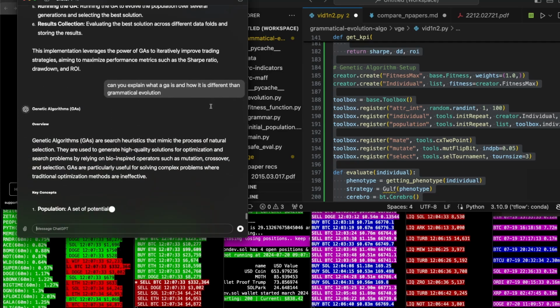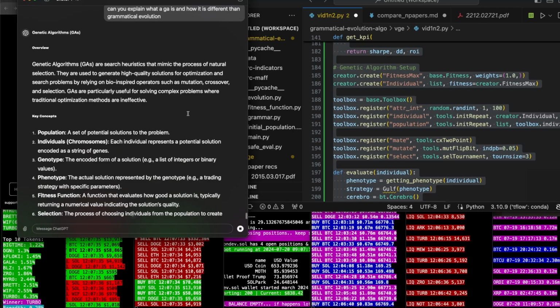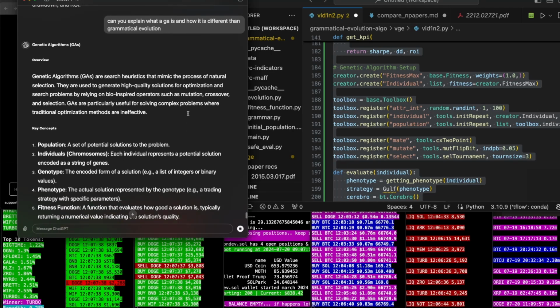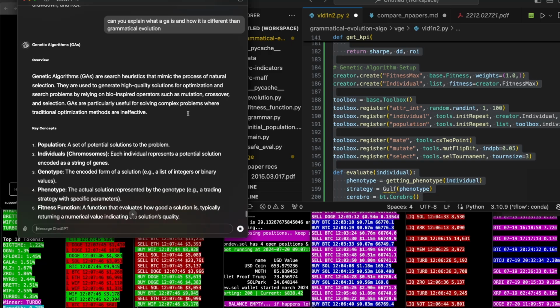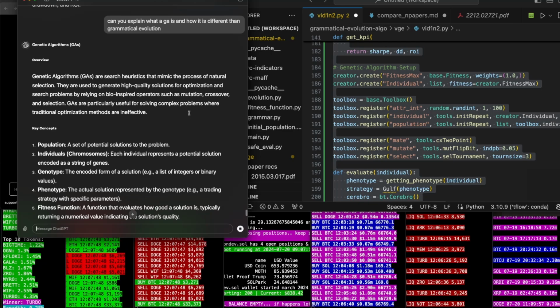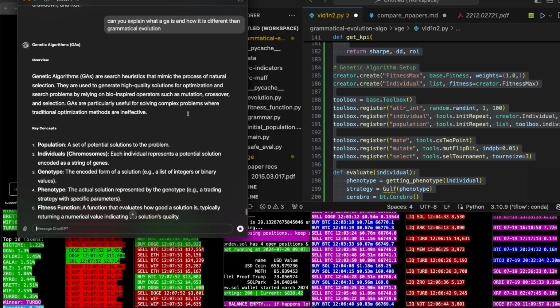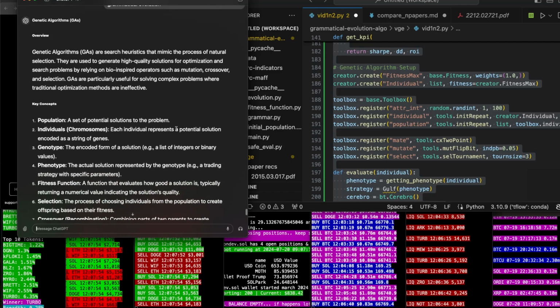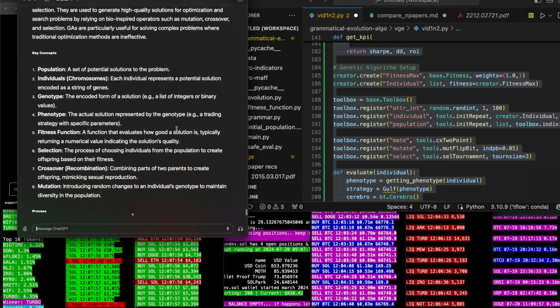As always, genetic algorithms are search heuristics that mimic the process of natural selection. They are used to generate high quality solutions for optimization and search problems by relying on bio-inspired operators such as mutation, crossover, and selection. GAs are particularly useful for solving complex problems where traditional optimization methods are ineffective.